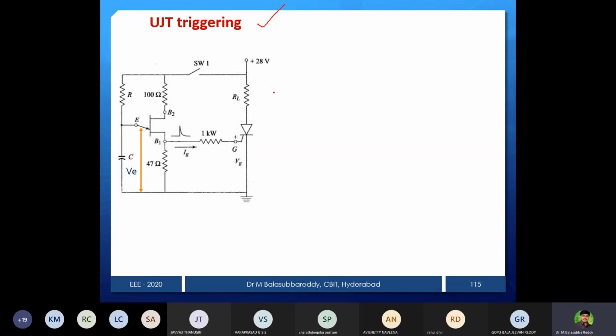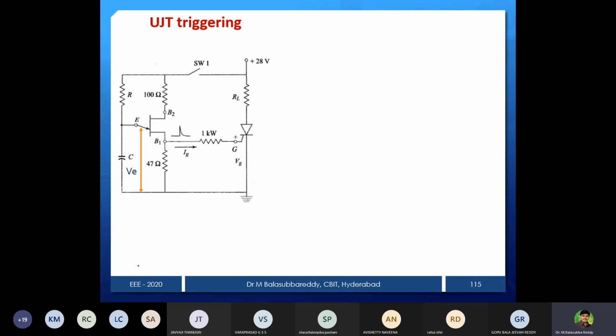Now we make use of that UJT to trigger the SCR. That is the reason I call it UJT triggering. So what is the UJT triggering? We can see that supply is given. Now I close the switch. If I close the switch, what will happen?